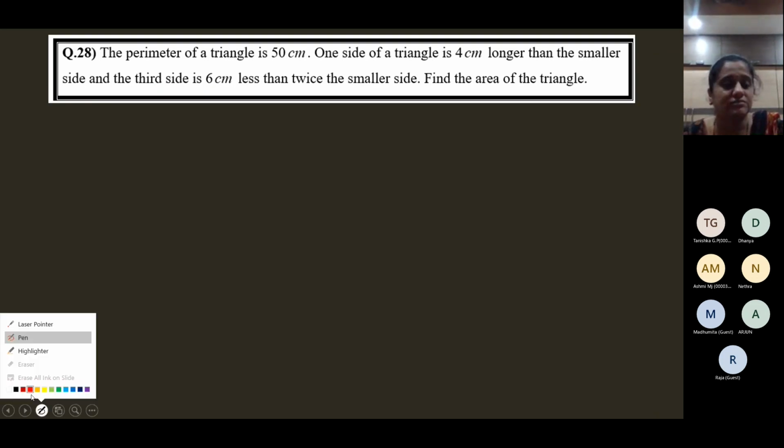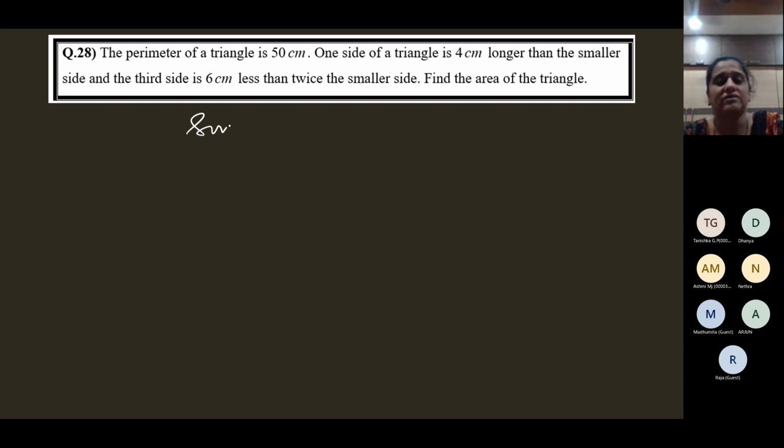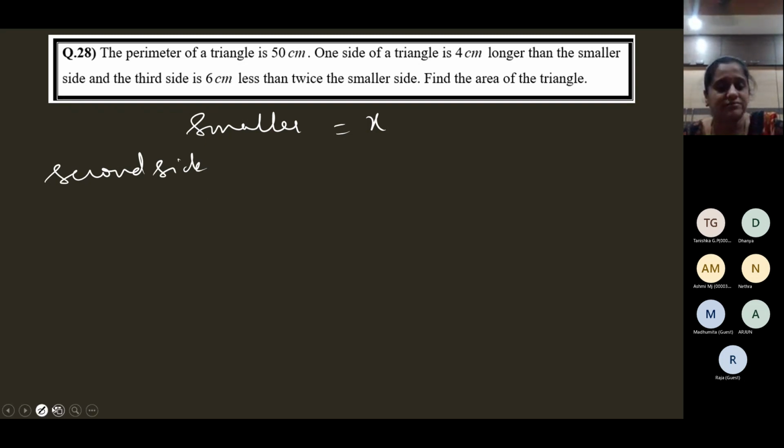See here, children. I've taken the smaller side. Let the smaller side be X. So the smaller side is one side. Second side, third side. So we are finding the remaining two sides now. The second side is equal to 4 centimeters longer, so I'll put a plus 4 here. Than what? Than the smaller side, X. So the second side is X plus 4.